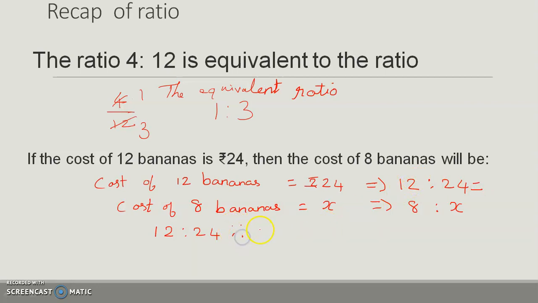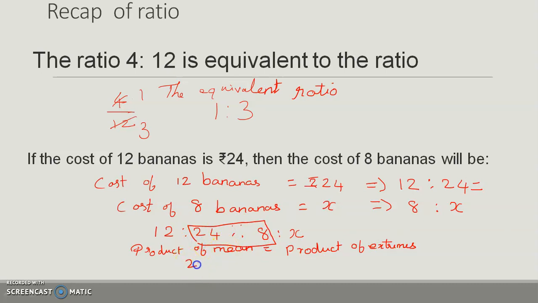We will have this proportional symbol, then 8 is to x. Okay children, what is the statement we learned today? Yes, product of means is equal to product of extremes. Isn't it? So what are the means now? You can have boxes to have an identification. These two numbers are called means. So I will have 24 into 8 is equal to 12 into x.